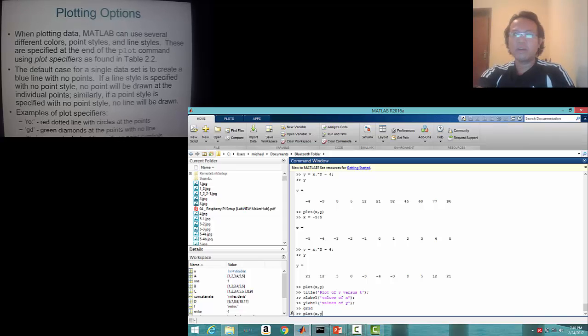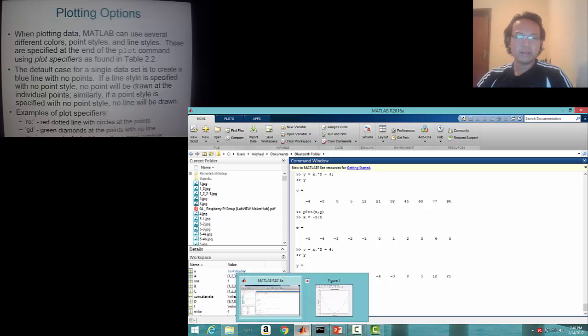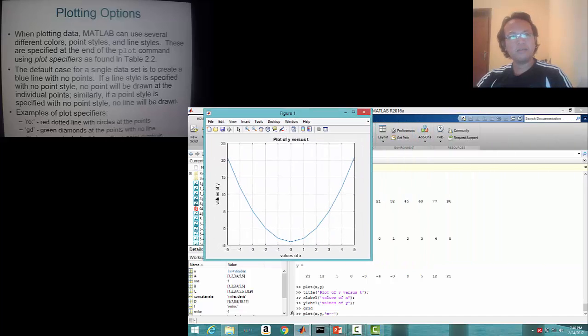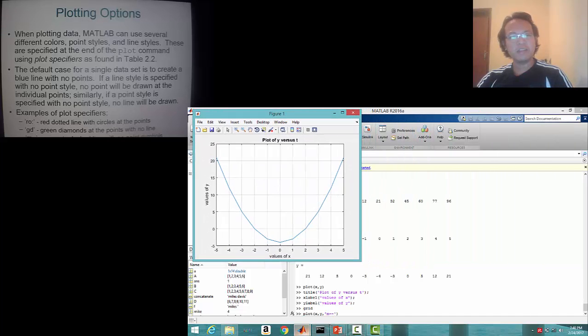Plot x, y and then 'm--', like this. I'm sorry. Like that. What does it mean? You plot x, y and then magenta dashed line with no point symbols. We will see what will happen. Okay, this is the plot, and then we will see now.